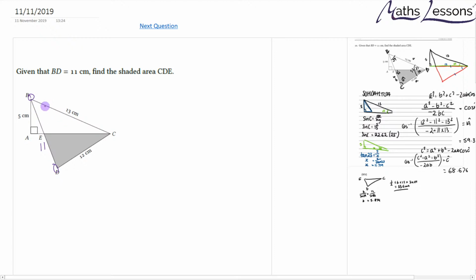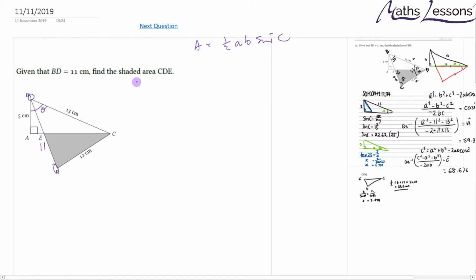Find this angle and find this side, so I can find the area of the big triangle and the area of the small triangle using the formula that area is equal to half ab sin C. So let's start off with this one. We're going to have a look at finding the whole of this angle to start with.